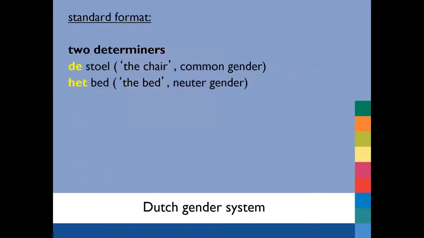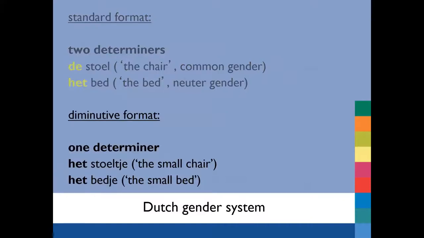Now, the interesting thing is that you can play around with this in quite interesting ways. As I said, in the standard format, there are two determiners in Dutch for the two genders. However, we can also use a diminutive case, where people say something like the small chair, het stoeltje, or the small bed, het bedje. Now, as you notice, again, there's only one determiner for both genders. It's similar to German, actually, where you have the same determiner for diminutive words. You could already predict what would happen. And the interesting thing is that the effect should swap between a standard format and the diminutive format.